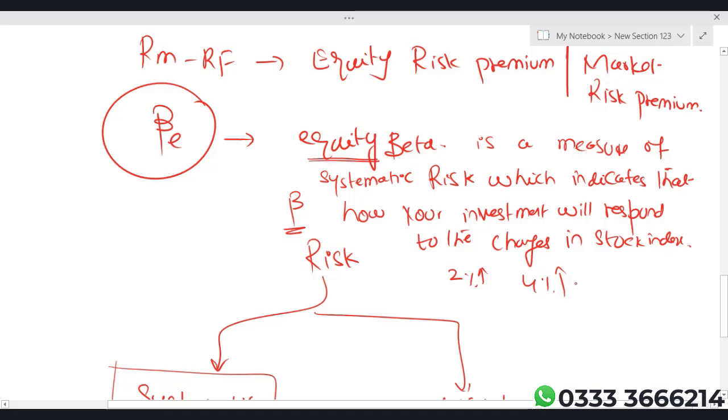So simply, another definition of equity beta is residual risk, because the total risk is systematic plus unsystematic. And in CAPM, we assume that the investor has a well-diversified portfolio of investment. That is why unsystematic risk is zero, so we are left with the residual risk. The remaining risk is systematic risk. Equity beta is a measure of remaining risk, residual risk, systematic risk.